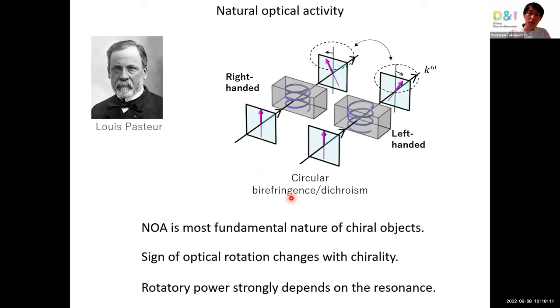So the linearly polarized light passing through this chiral object shows optical rotation, and the rotation angle changes sign for the reversal of the chirality. So we can distinguish the chirality of matter by this natural optical activity. And this is an optical effect. The rotatory power, or the magnitude of the rotation angle, strongly depends on the photon energy or frequency of light.